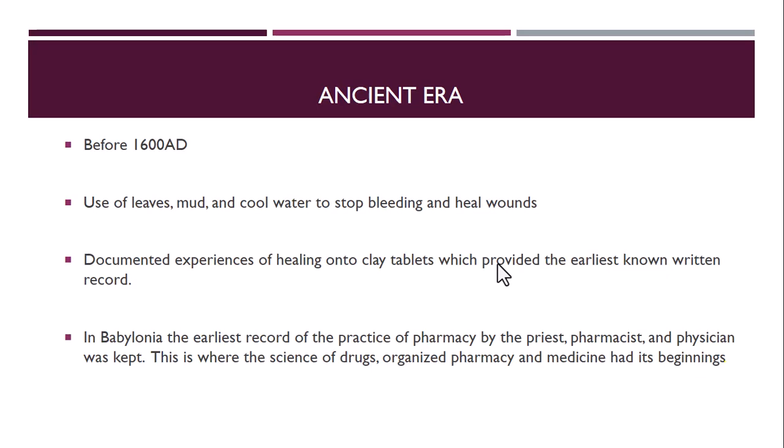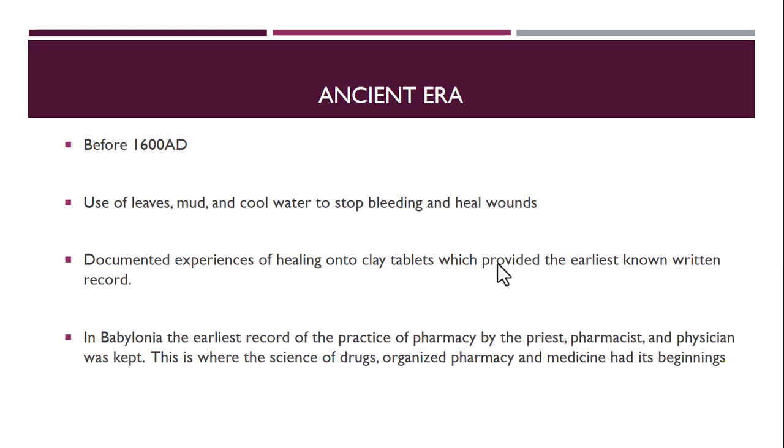Like maybe applying a tourniquet. You get it, eh? Because when you look at your first aid, you apply that tourniquet so that you arrest the bleeding, or maybe you have your cotton wool and gauze, and then you compress on the bleeding part. So these people in the ancient era would literally use leaves, mud, and cold or cool water to stop the bleeding, and this would heal wounds.